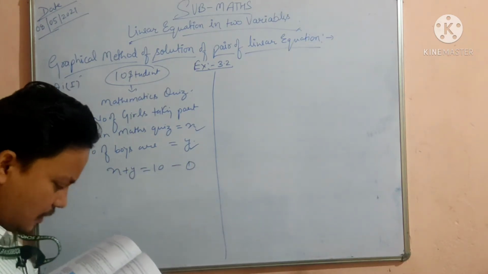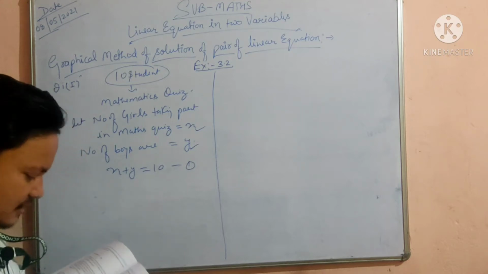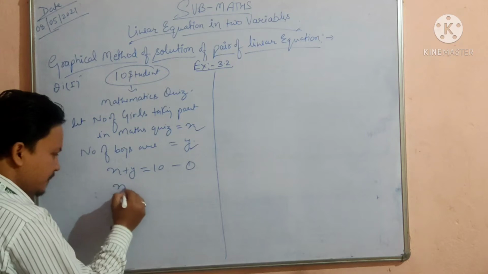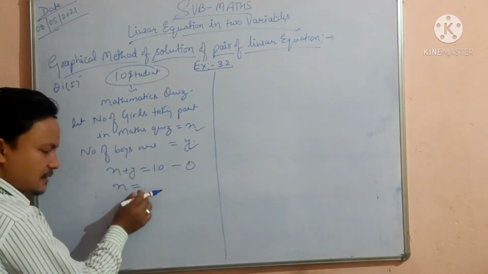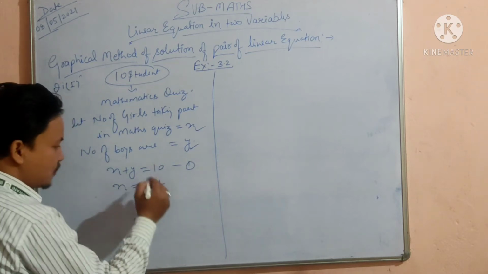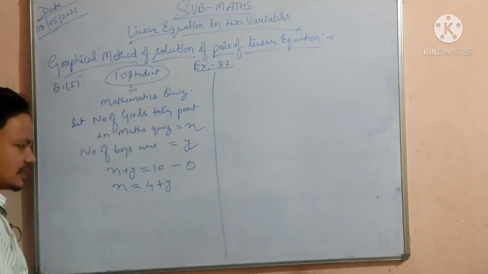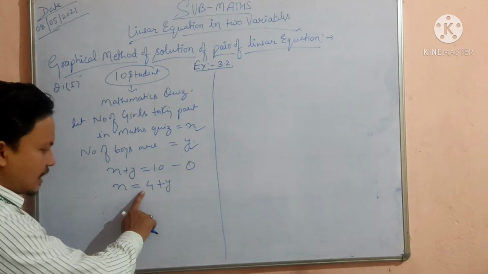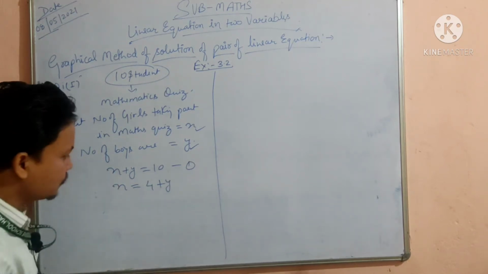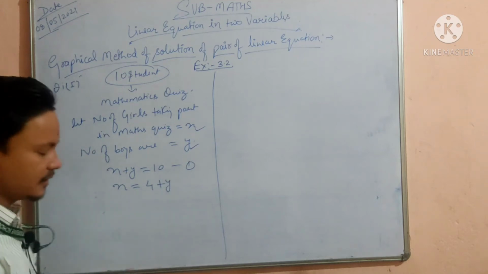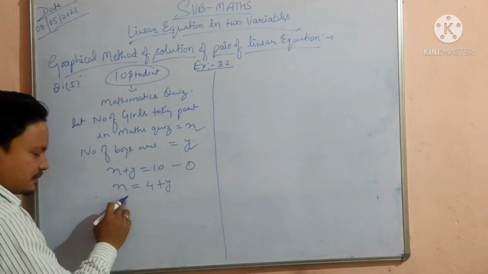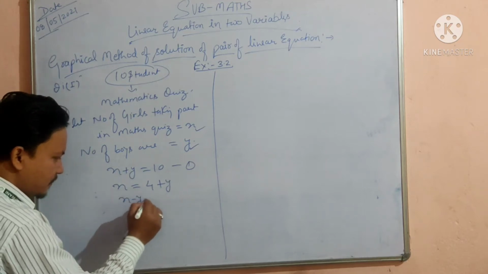The second condition is that the number of girls is 4 more than the number of boys. The number of girls has been chosen as X, so 4 more than means 4 plus the number of boys. The number of boys is Y. So this is a condition: the number of girls is 4 more than the number of boys. The figure for girls is 4 more than the figure for boys. So X is equal to Y plus 4. Now moving Y to the left-hand side, we get X minus Y equal to 4.